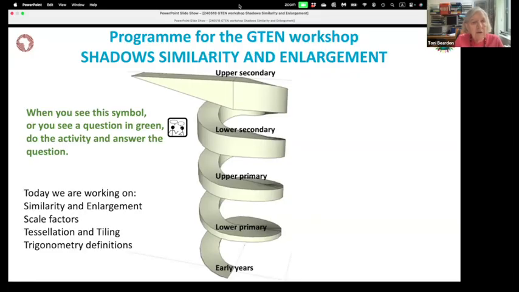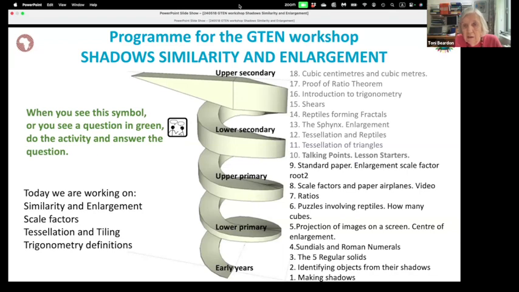So we're going to work on similarity and enlargement, scale factors, tessellation and tiling, and some trigonometry definitions. And these are all the activities we'll be engaging with. You can read them for yourself. You'll see there's quite a lot of them, so maybe we should get started.